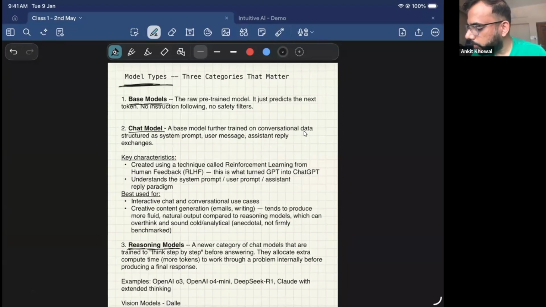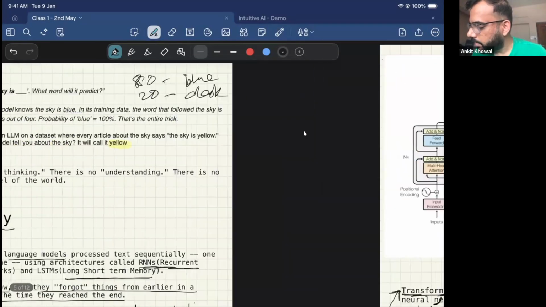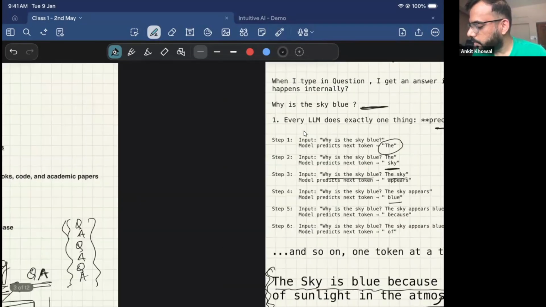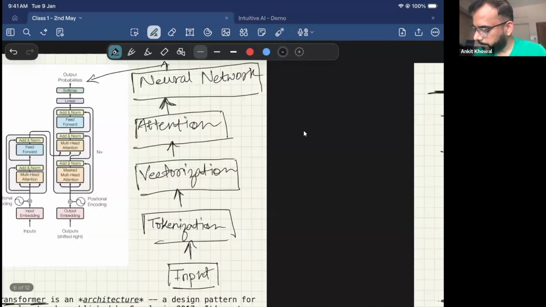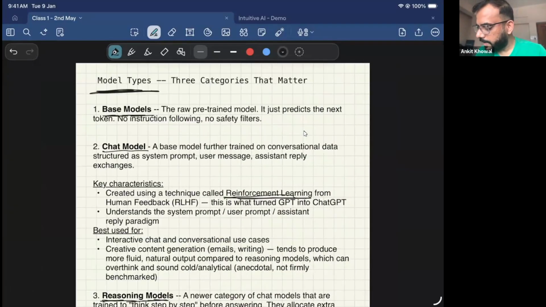There is also a technique called reinforcement learning with human feedback. We'll go into that, but chat models, the way I said, are trained on Q&A. A human feedback is also required over here. That is how base models are converted into chat models. They are used for whatever chat applications we see today, ChatGPT, Grok, or any conversational use case. For email writing, creative content generation and all those things, we should use chat models.